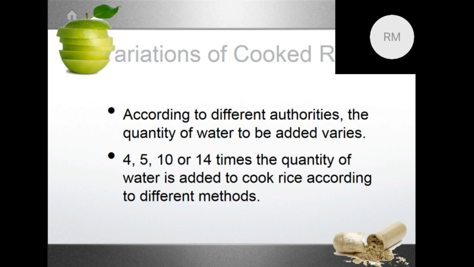One important point is that depending on the type of rice, because rice itself comes in so many varieties, the proportion of water that needs to be added varies. You can add 4 times or 5 times or 10 times or 14 times. This is decided depending on the type of rice that you are using. Some rices are very pasty, some are very thin and do not swell, and some are very hard. They need more water for cooking. So depending on the type of rice, we have to change the proportions.